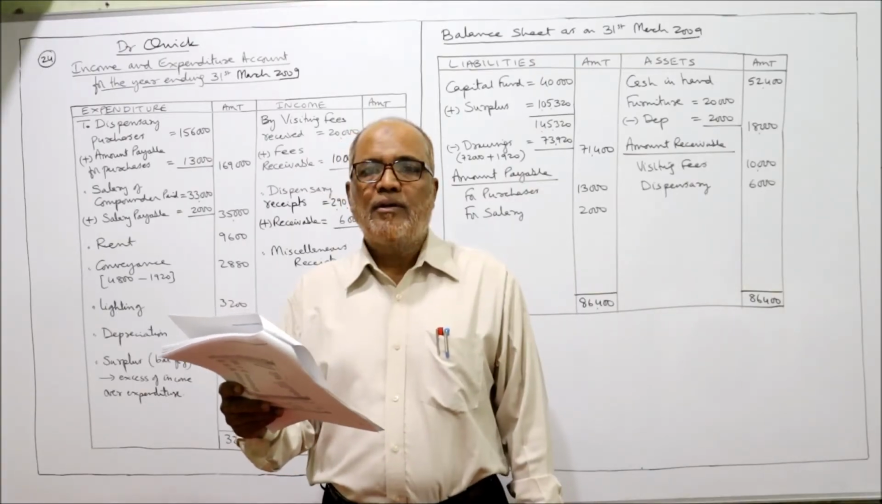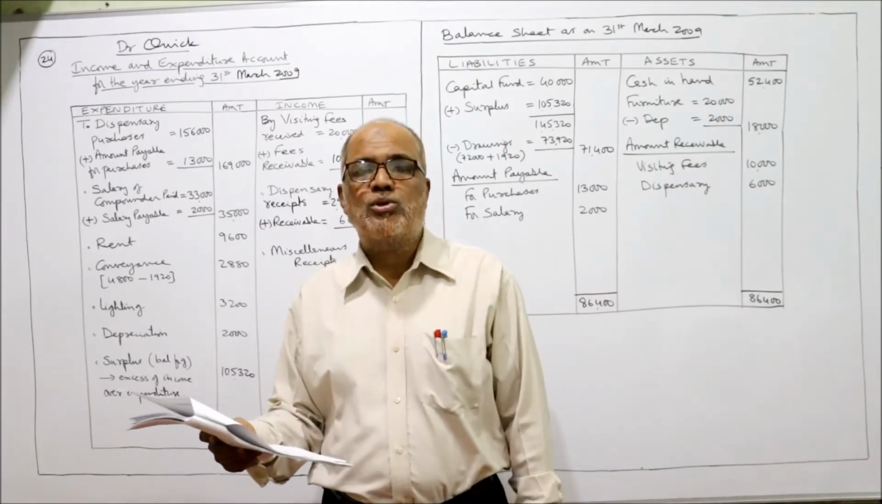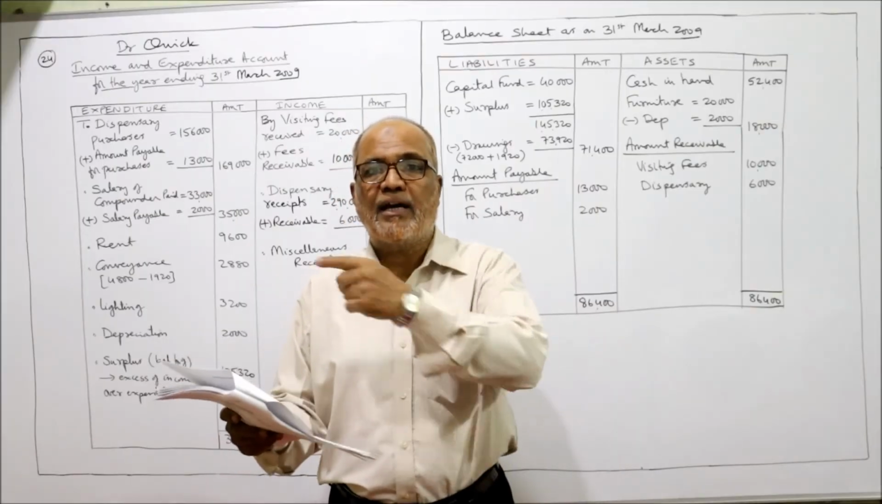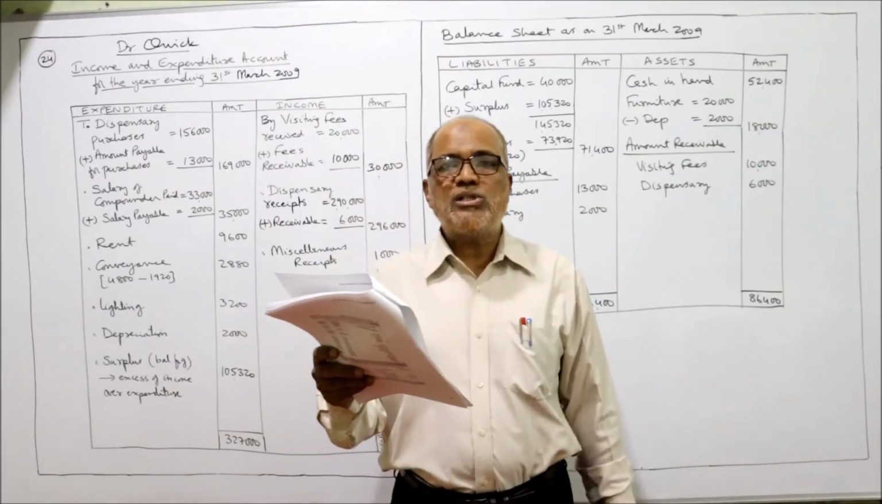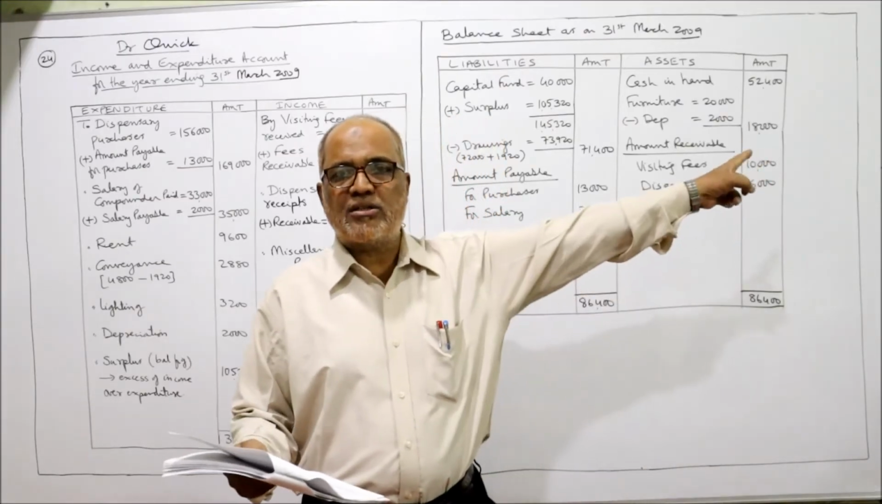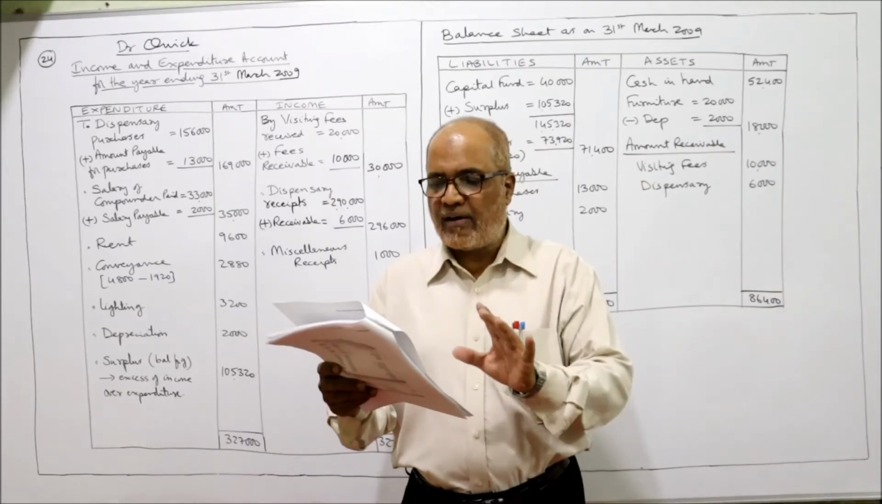Now drawings. Drawing is the amount withdrawn by the owner for personal use. So these drawings will be deducted from capital. It will not be taken in the income and expenditure account. Now the closing balance of cash, 52,400. This will be taken on the balance sheet asset side. So the receipts and payments account I have explained.